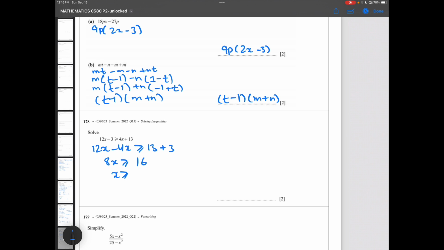Now 8 is being multiplied with x. When I move it to the right side, it gets divided with 16. Now x is greater than or equal to 2, because 16 divided by 8 is 2. So we have solved this inequality. x is greater than or equal to 2.